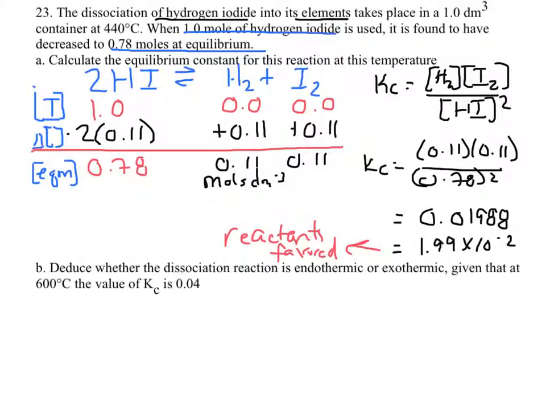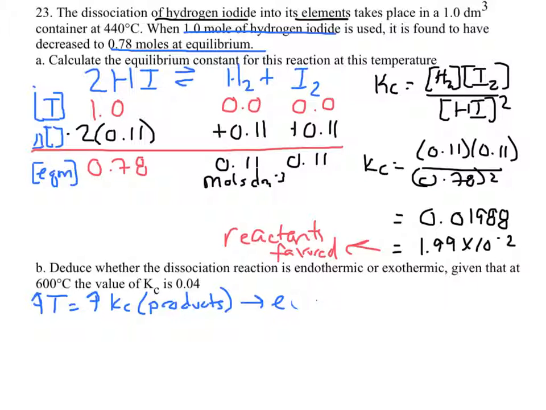B. Deduce whether the dissociation reaction is endothermic or exothermic, given that at 600 degrees Celsius the value of Kc is 0.04. So we know if we increase temperature and we increase Kc, and increasing Kc means we're favoring the products. That means the forward direction has to be an endothermic process.